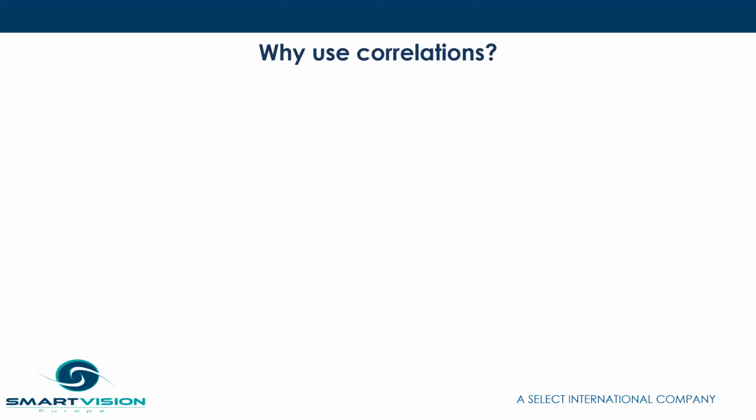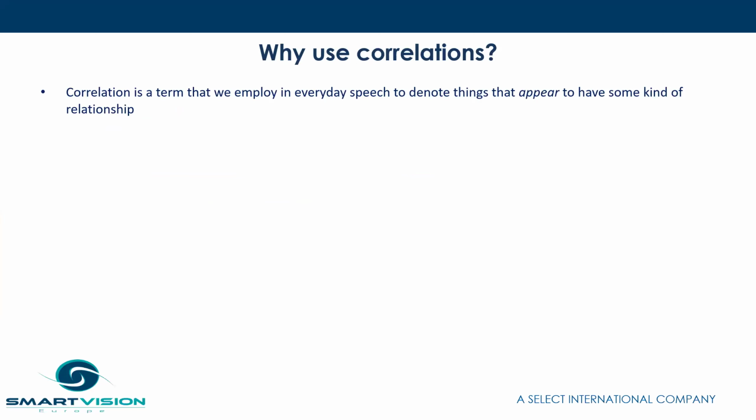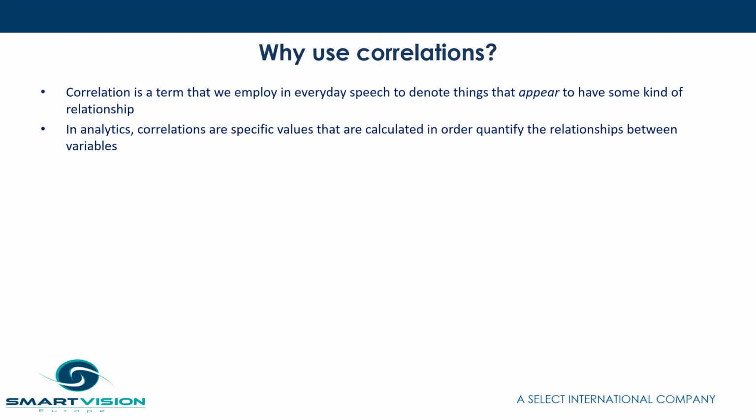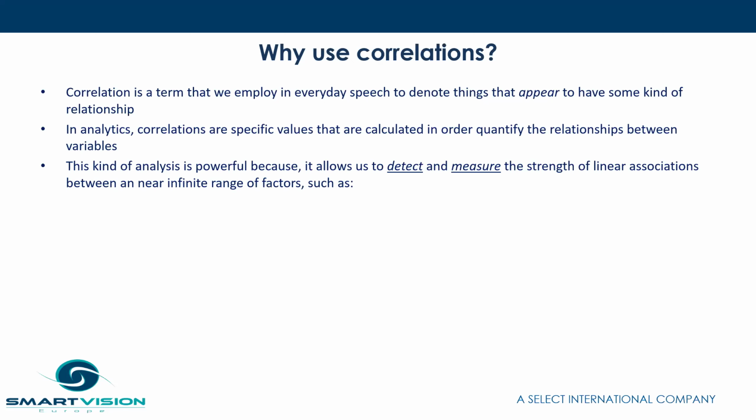Okay, why are correlations useful? Well, first of all, a correlation is a generic term that we employ in everyday speech that usually denotes something that appears to have some kind of relationship between two factors or two elements. In analytics and statistics, correlations are really specific values. They refer to a particular technique that is used to quantify a relationship between variables. It produces a number that tells you how strong a particular type of relationship is between two factors, two fields, two variables.